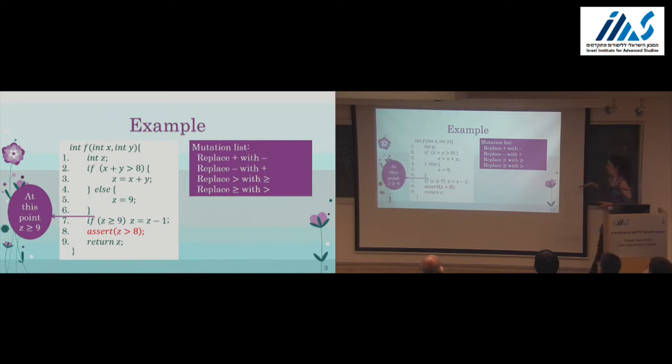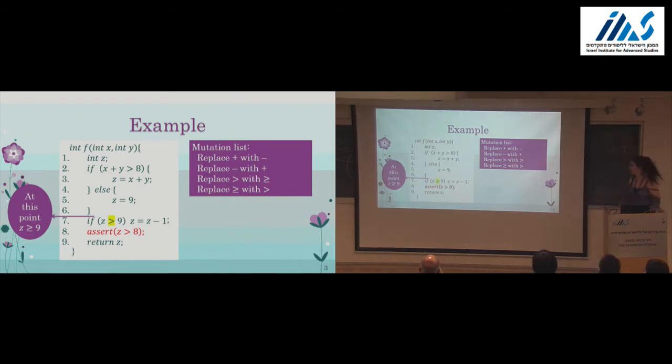So what we can see here is that at this point in the program, it is guaranteed that z will always be greater or equal to 9, because we either assign 9 to it or we assign the sum of x and y after we check that the sum is strictly greater than 8. So what happens here is that if z is greater or equal to 9, then we decrease z by 1, and we expect z to be strictly greater than 8. So this line here is problematic, and there are two ways we can solve the problem.